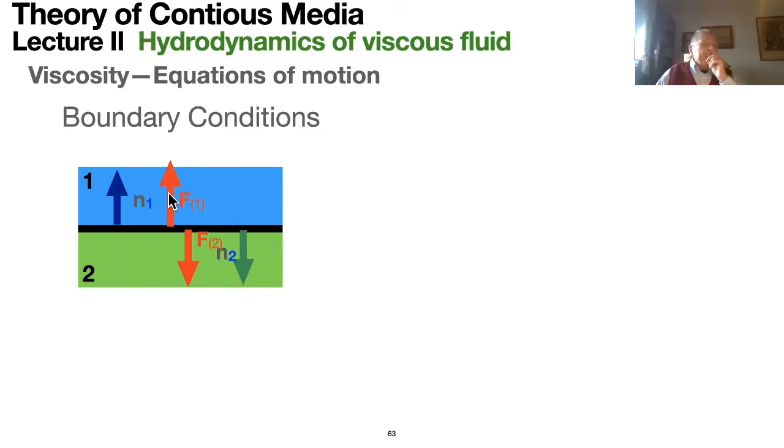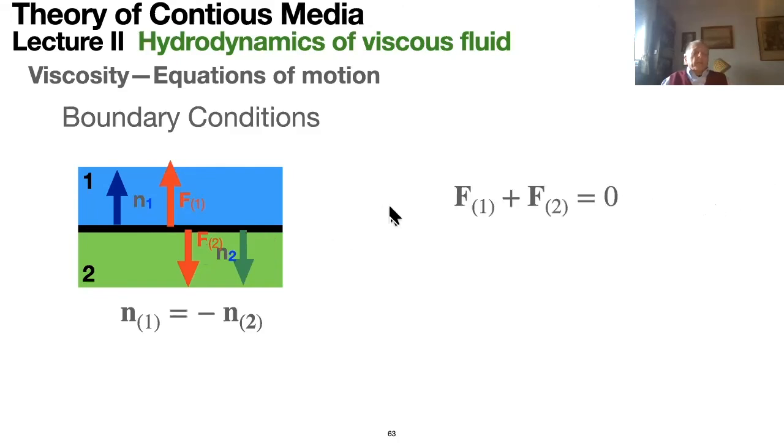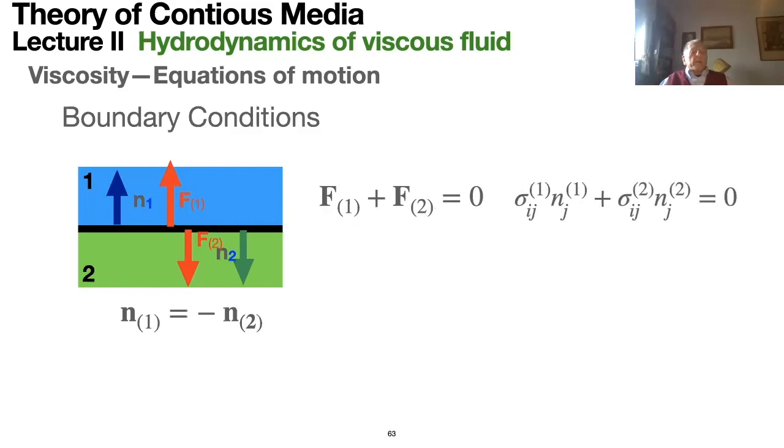So the forces acting are F1 and F2. And therefore, by simple geometry, the normal vector with index 1 is just minus the normal vector with index 2. We are talking about a flat interface, but this is generally true even if the interface is curved. So if that boundary between the immiscible fluids is in mechanical equilibrium, then the sum of the forces acting on that boundary must be equal to zero.